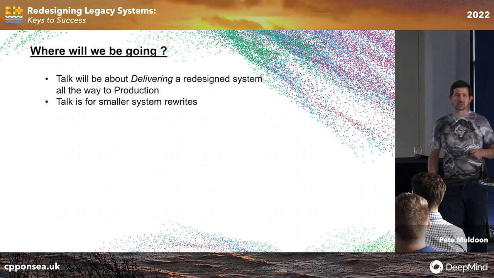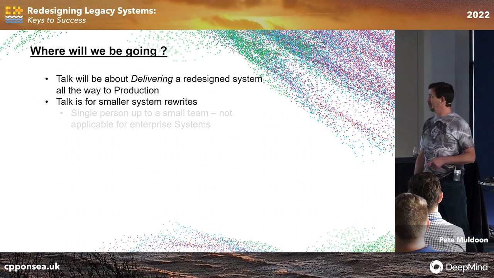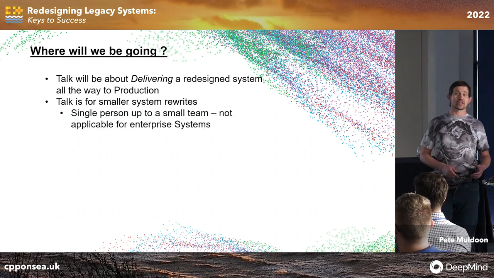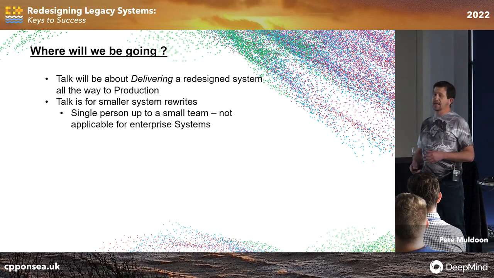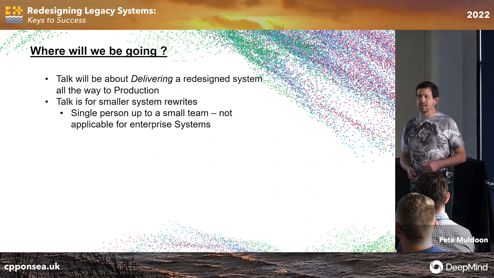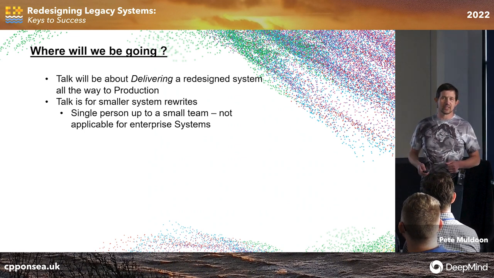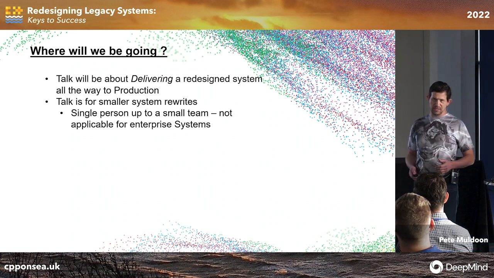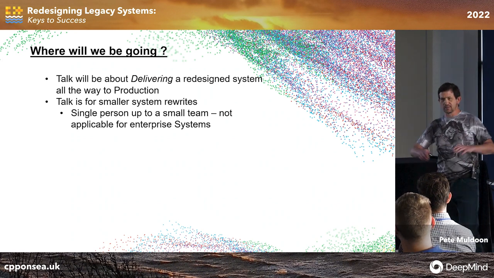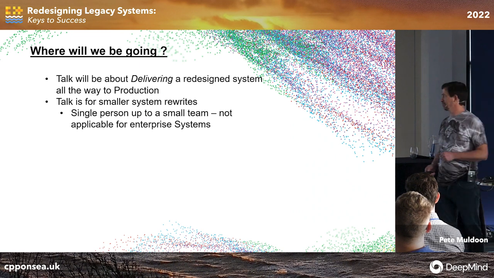This talk is for smaller system rewrites. Okay, this means it's a single person or up to a small team doing it. It is not about enterprise systems. Enterprise systems have another dynamic, which I am living the nightmare of. There's a lot more coordination and a lot more cross-company buy-in needed.